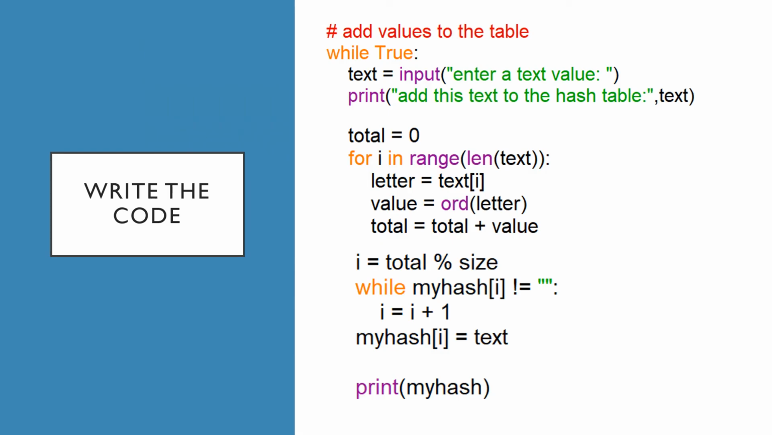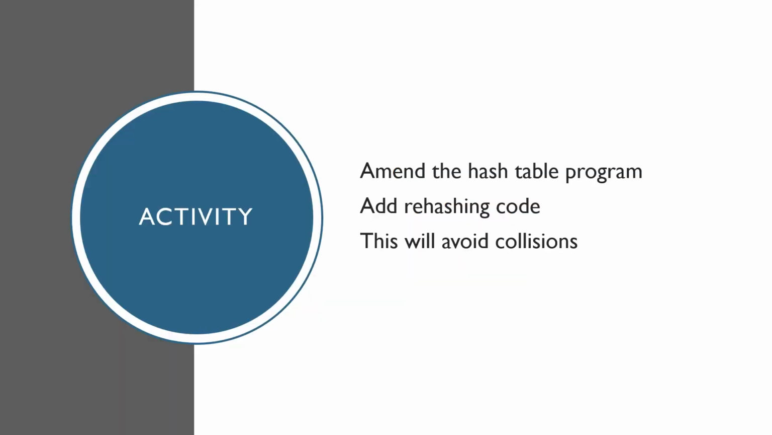So I've added this code to my program. If and while the storage location is not an empty string, so if and while there is any data in that storage location, I will simply count on by 1 to the next storage location, and that will give me the place to store my data. So amend the hash table program to add this rehashing code to avoid collisions.